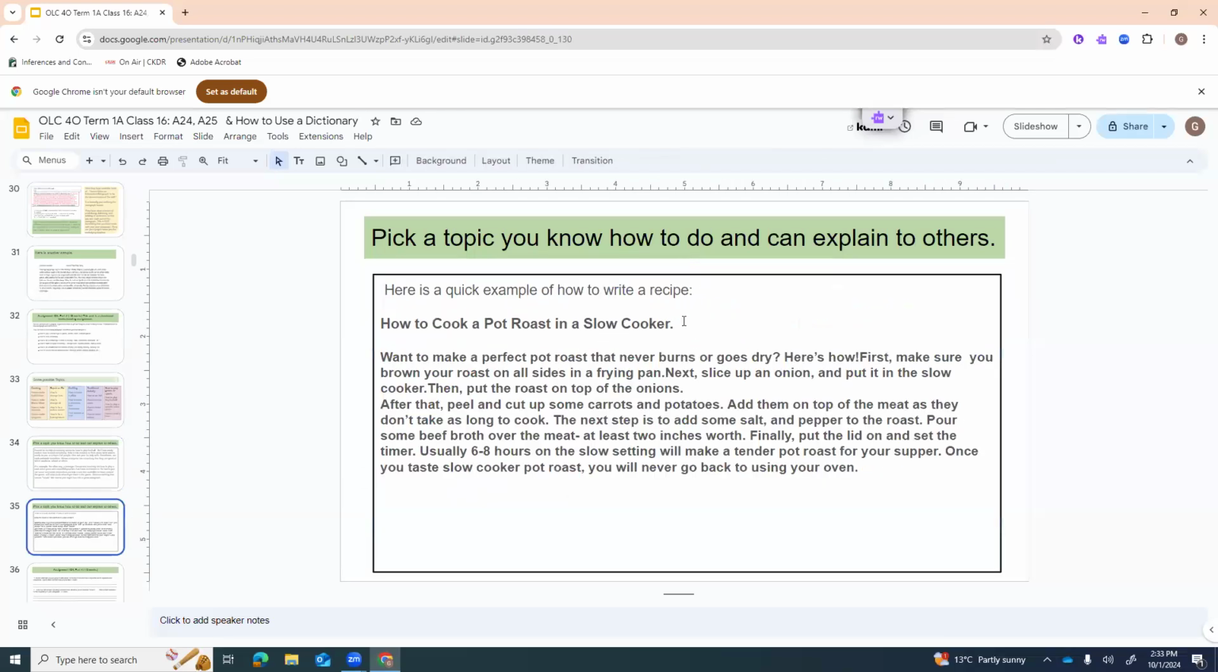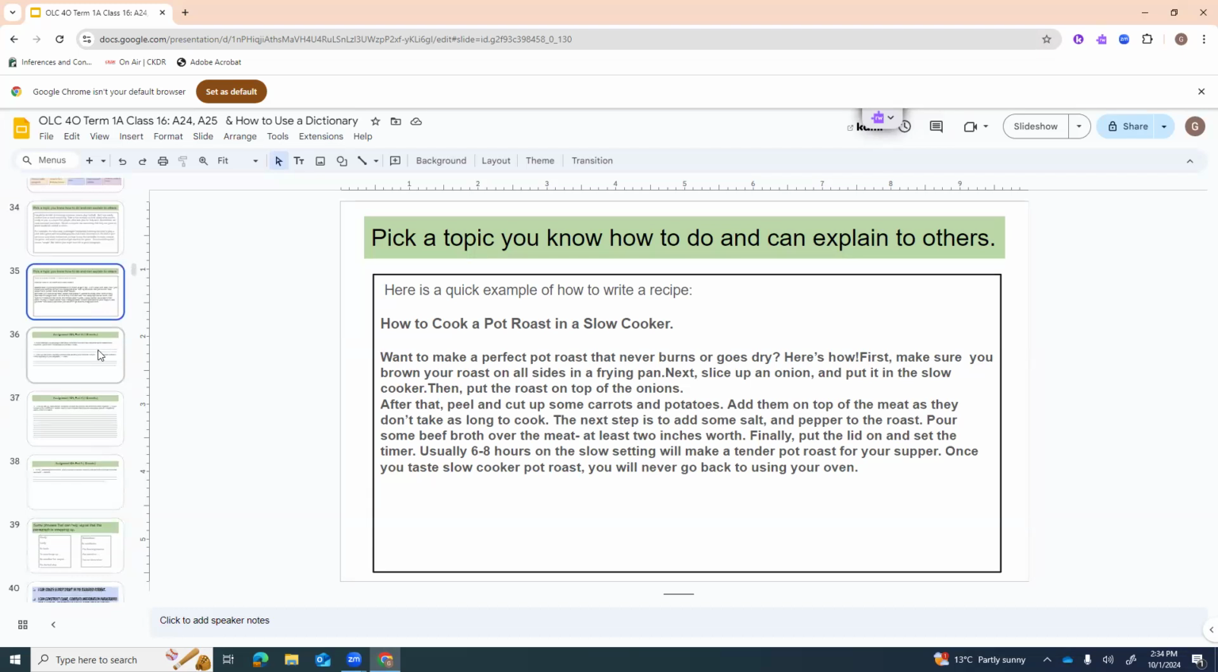So here is an example of a recipe, how to cook a pot roast in a slow cooker. Want to make a perfect pot roast that never burns or goes dry? Here's how. First, make sure you brown your roast on all sides in a frying pan. Next, slice up an onion and put it in the slow cooker. Then put the roast on top of the onions. After that, peel and cut up some carrots and potatoes. Add them on top of the meat as they don't take as long to cook. The next step is to add some salt and pepper to the roast. Pour some beef broth over the meat, at least 2 inches worth. Finally, put the lid on and set the timer. Usually 6 to 8 hours in the slow setting will make a tender pot roast for your supper. Once you taste slow cooker pot roast, you will never go back to using your oven.